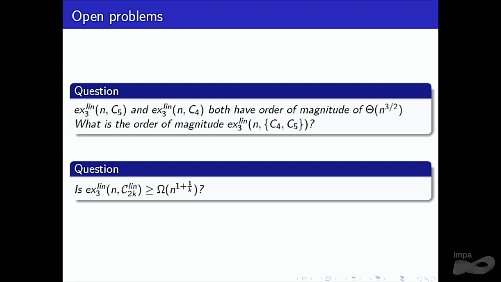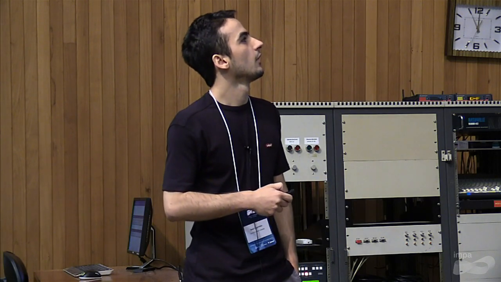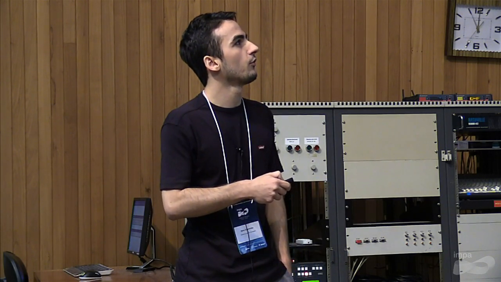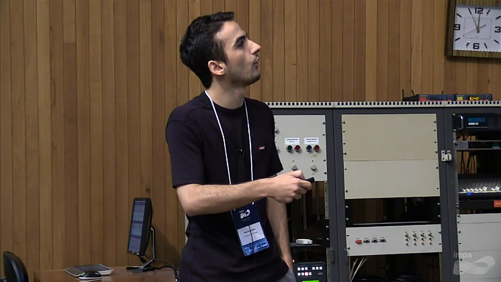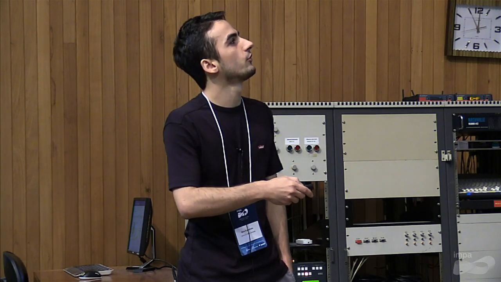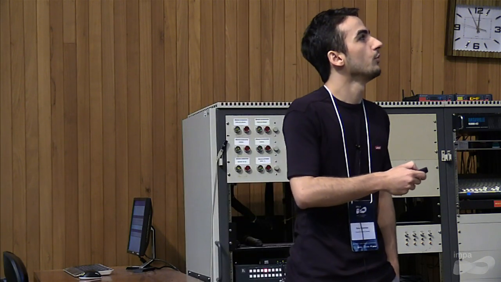And the next question is about doing the same thing but forbidding even cycles, doing for even cycles what we did here for odd cycles. Again, we don't know the order of magnitude, and we don't have good constructions for it. So these are two of my favorite open problems about it. Thank you.